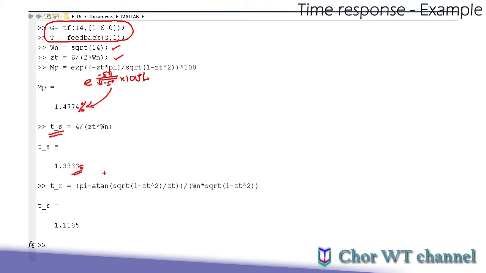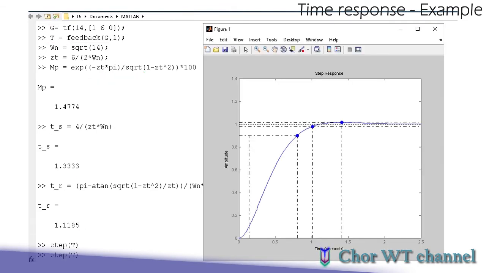Then my rise time will be pi minus beta divided by omega d, where beta is the inverse tangent of square root of 1 minus zeta squared divided by zeta, and omega d is my omega n multiplied by square root of 1 minus zeta squared. Just a friendly reminder that beta here must be in radians because of the pi in front. Then I get my rise time to be equal to 1.11 seconds. So let's check by generating the step response. Okay, now we have this step response generated from MATLAB, and let's compare with our answers.